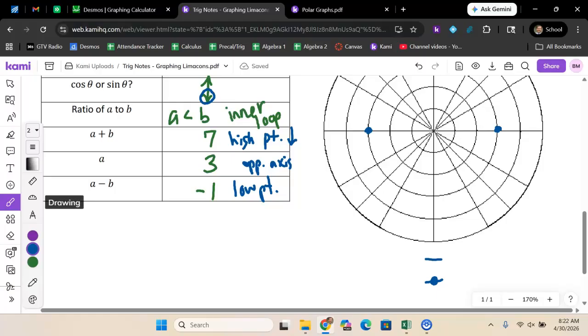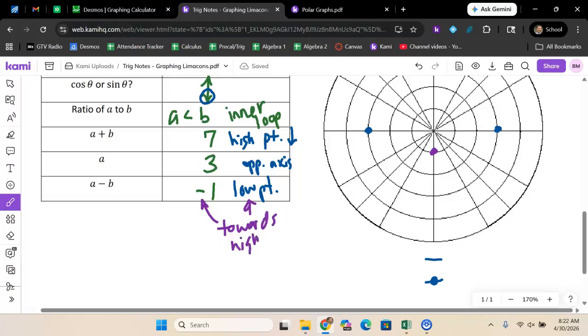Now, remember, our low point wants to be away from the high point. So we want our low point to go up. But because my low point is negative, the low point, again, wants to be away, but because it is negative, that means we're going to go back towards the high point. Okay, so that negative is going to tell me to go towards the high point instead of going away. Okay, and I get that point there, and that is going to be like the top of the inner loop. So anytime that low point works back towards the high point, you're going to get that inner loop going on.